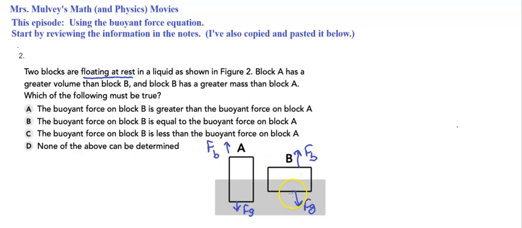So what that means is, in this case, block A has the greater volume, but the lower mass. And remember, force of gravity from gravity is mass times the acceleration due to gravity. Over here, I'm going to call this mass of A times the acceleration due to gravity. Here, the downward force of gravity is the mass of B times g. But what I know is this. This one has the larger mass.